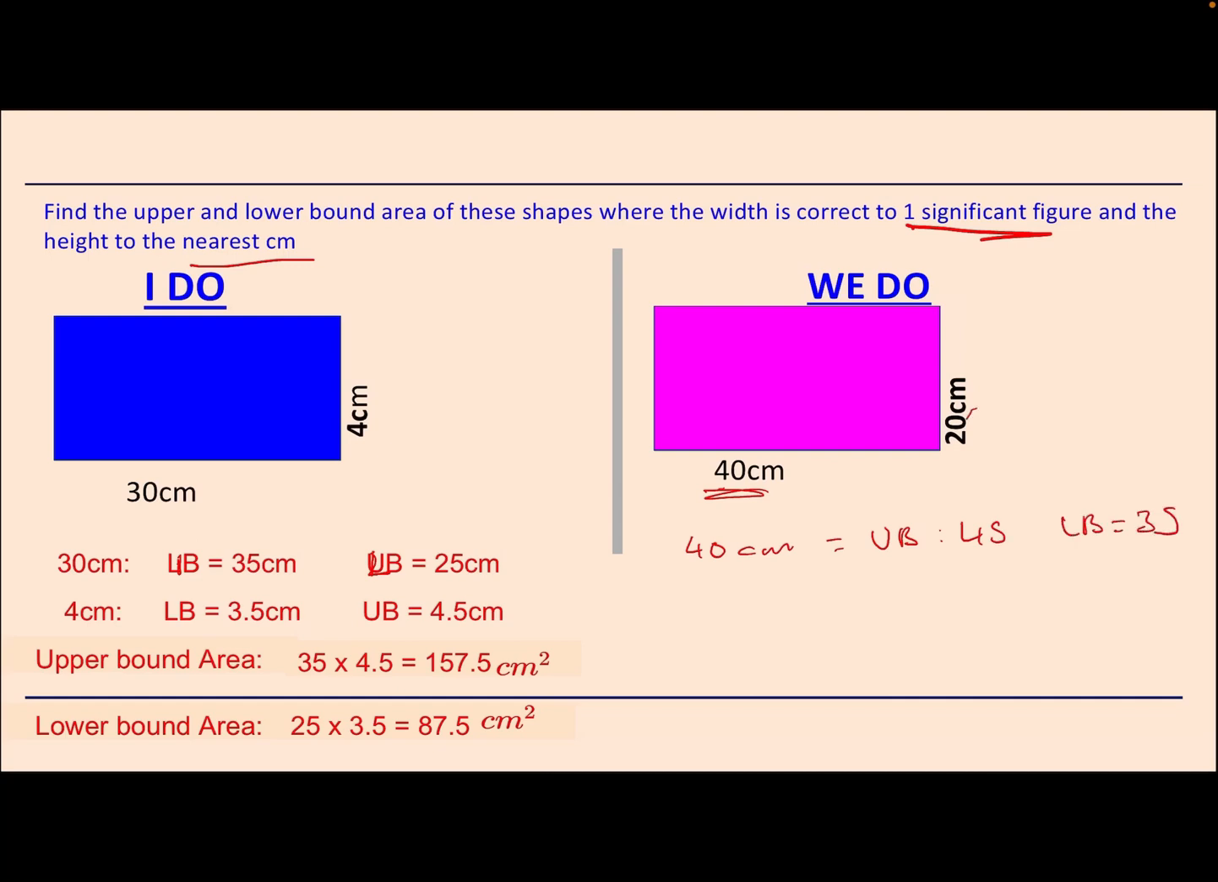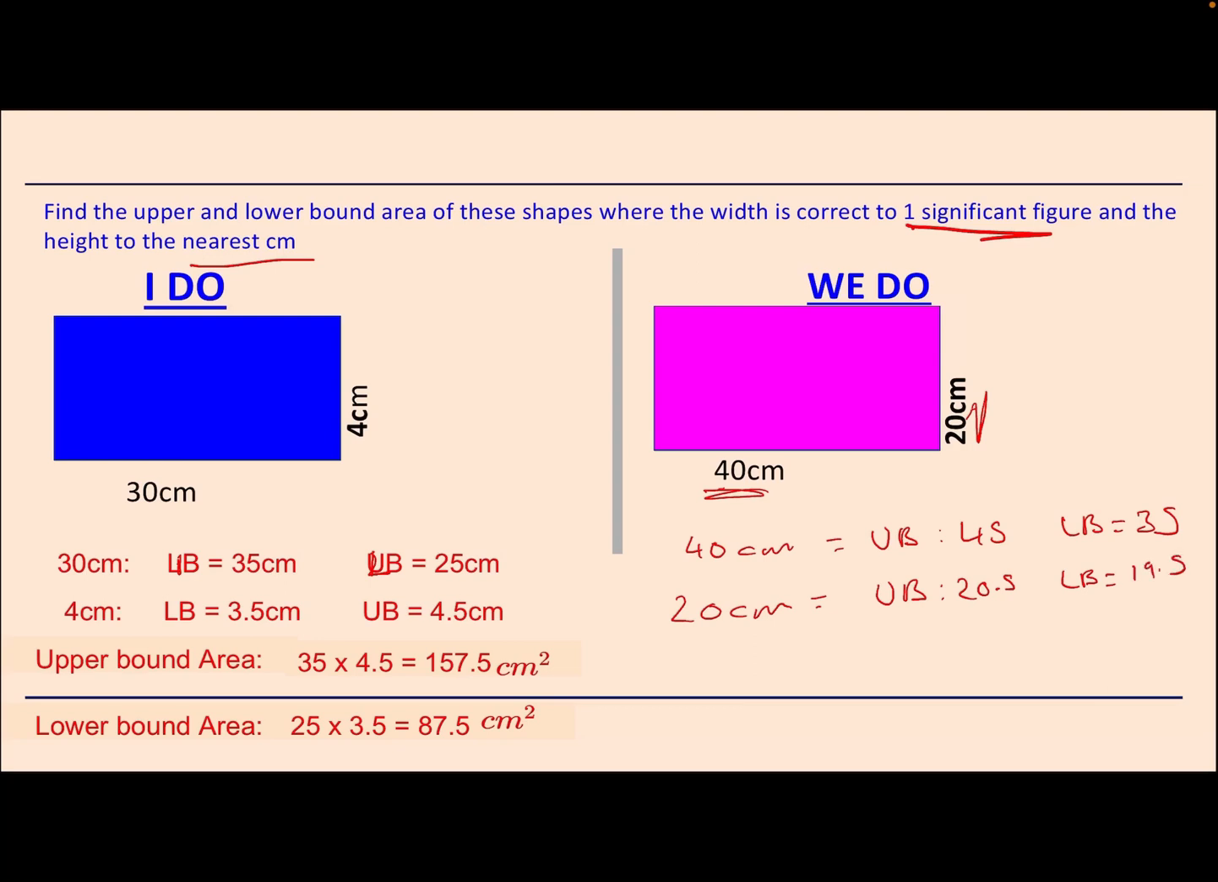And then for the next one, it's correct to the nearest 1 centimeter. So for 20 centimeters, the upper bound is going to be 20.5, and the lower bound is going to be 19.5.